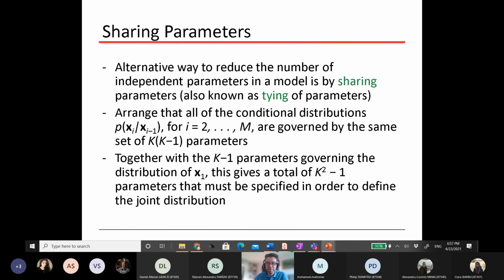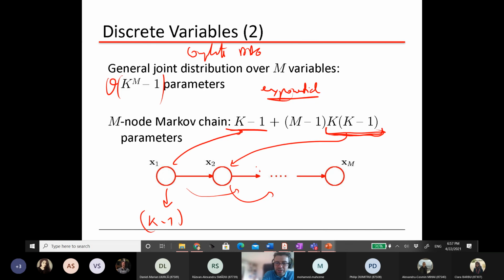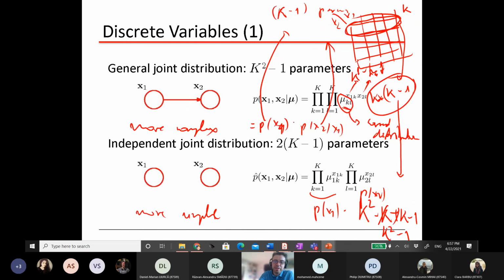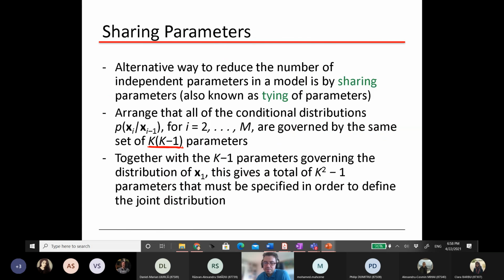Another way to reduce the number of parameters is called sharing the parameters, or tying the parameters. In this case, all conditional distributions, like x3 depending on x2 and x2 depending on x1, would share the same parameters, not be allowed to differ. If they share the same parameters, this term in front would go away. So we will have only k multiplied with k minus 1 parameters. The m minus 1 goes away, and after adding k minus 1, we have the same number of parameters as for this example, only for 2 random variables. Of course, if we tie down the parameters, the model will be less expressive.